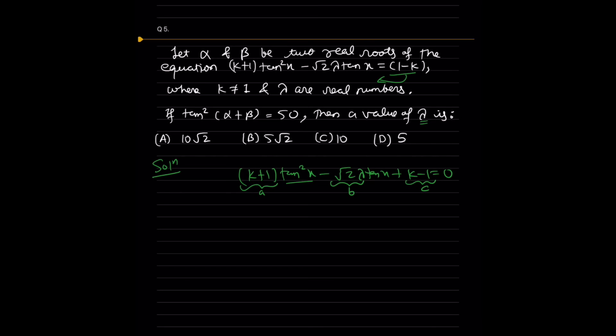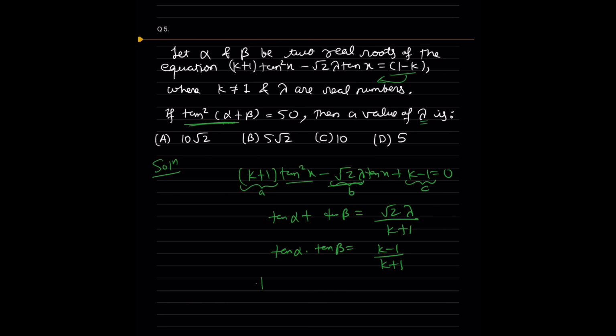So we know that the sum of roots is equal to minus b by a. So I can write the sum of roots, tan alpha plus tan beta, is equal to minus b by a. That is nothing but equal to root 2 lambda upon k plus 1. This is our b, minus root 2 lambda, minus of minus will become plus, and a is nothing but k plus 1. Similarly, the product of roots can be written as c by a, that is equal to k minus 1 upon k plus 1. We are taking the roots as tan alpha and tan beta because it is a quadratic equation in terms of tan x. Now from this information I can get a hint that we need to apply a formula somewhere.